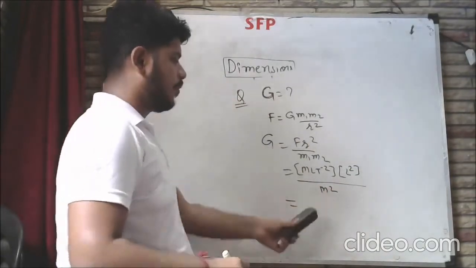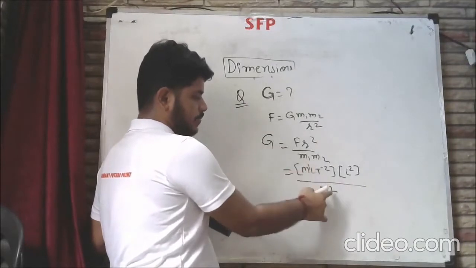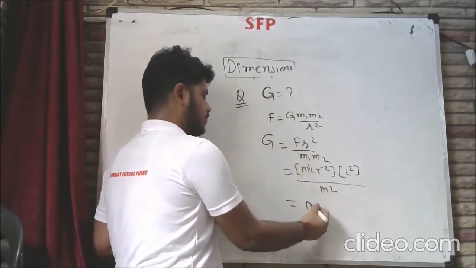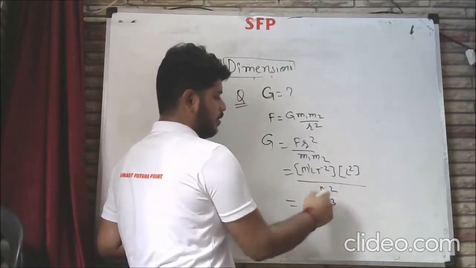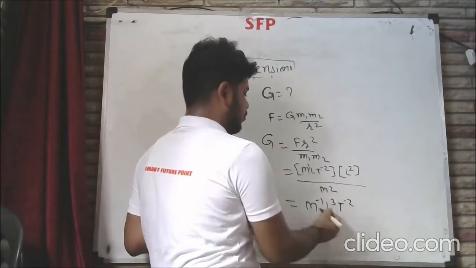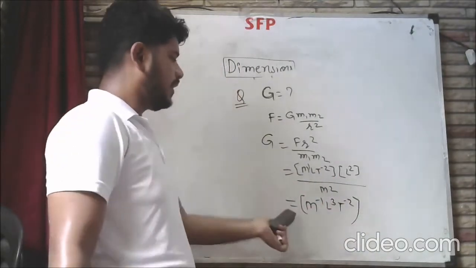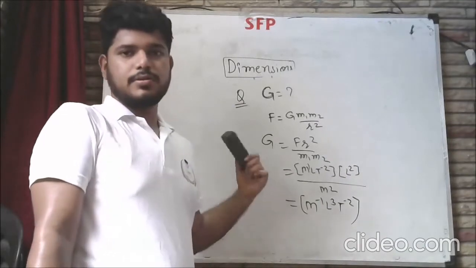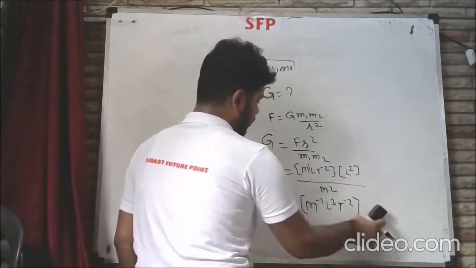So if I am going to solve all this, M has power of 1 in the numerator and power of 2 in the denominator, so it will get M to the power minus 1. L has power of 3, and T has minus 2. This is the dimensional formula for your G. Fine. I hope you find the correct answer. Next.